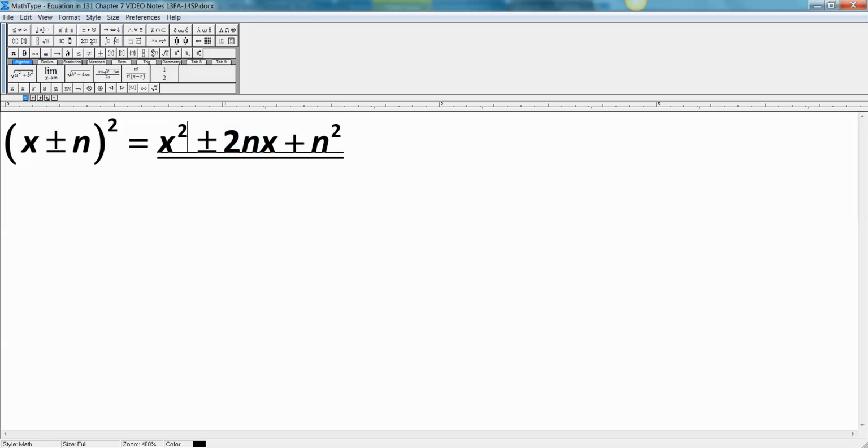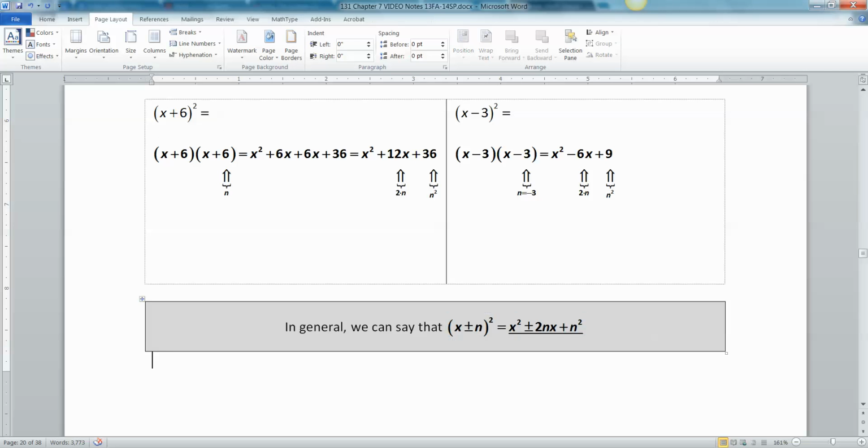And the plus sign goes with whatever the sign was. So it was positive in the first one, so it's positive. Negative in the second one, so the middle term's negative. The last term is always positive, because when you square a negative, it turns positive. And when you square a positive, obviously it stays positive. So there we go.